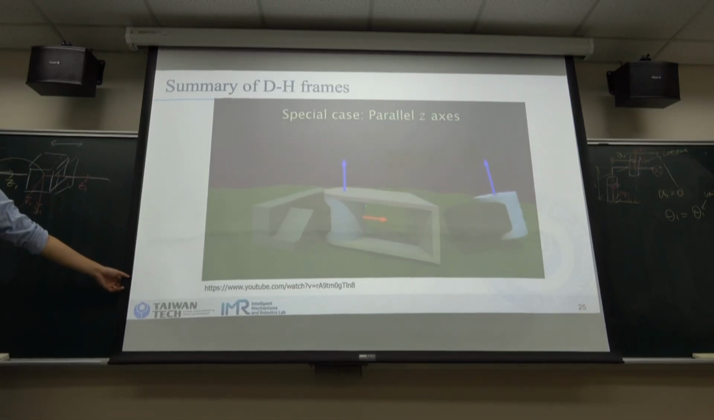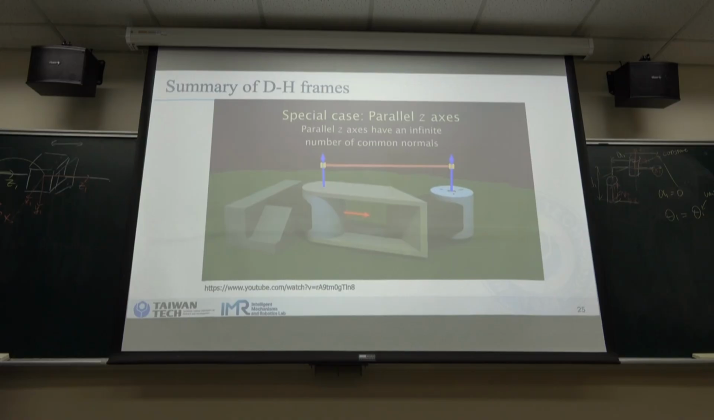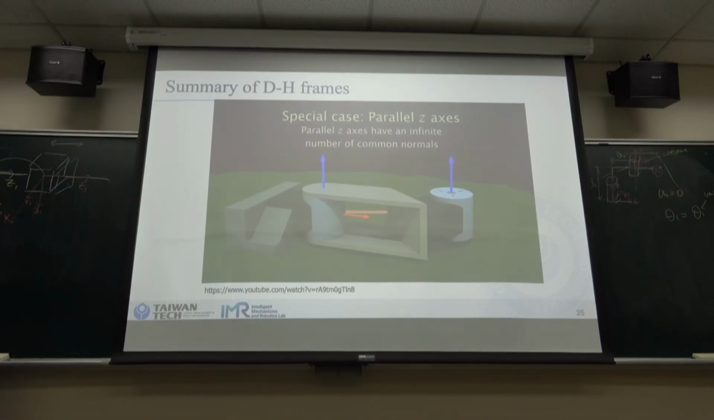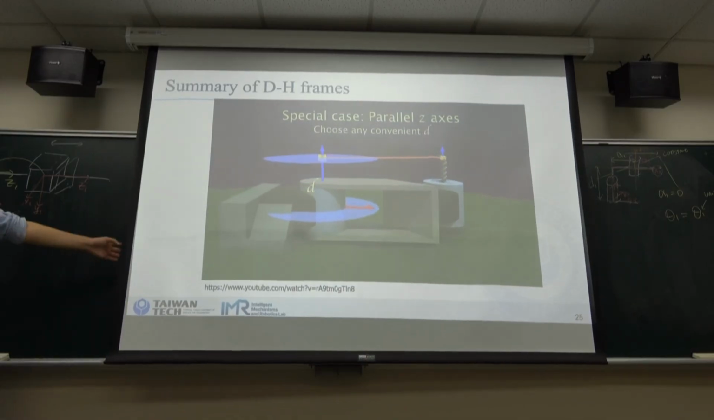Now there's one special case, when the z-axes are parallel. Because parallel lines have an infinite number of common normals, you can choose any d value you like in order to place the new origin in a convenient location, such as the center of the link or the tip of the end effector.